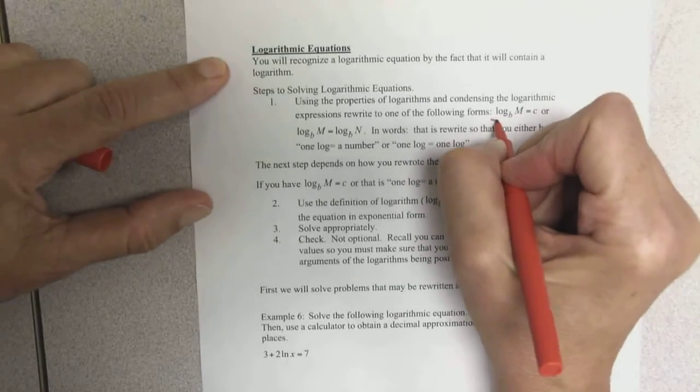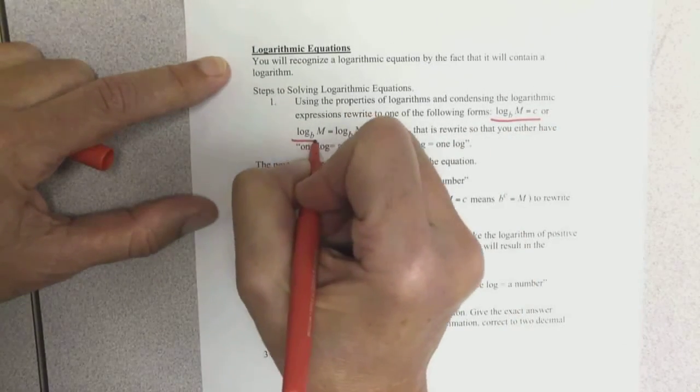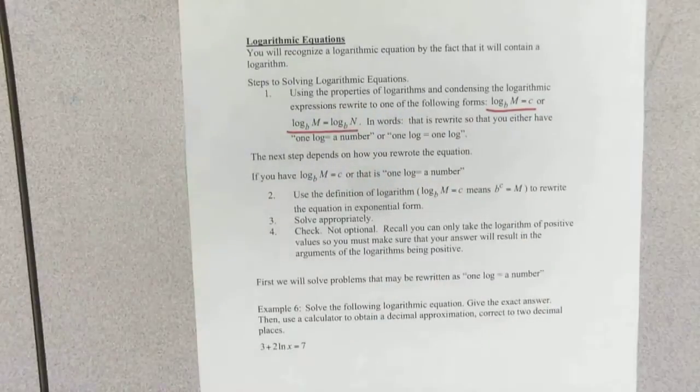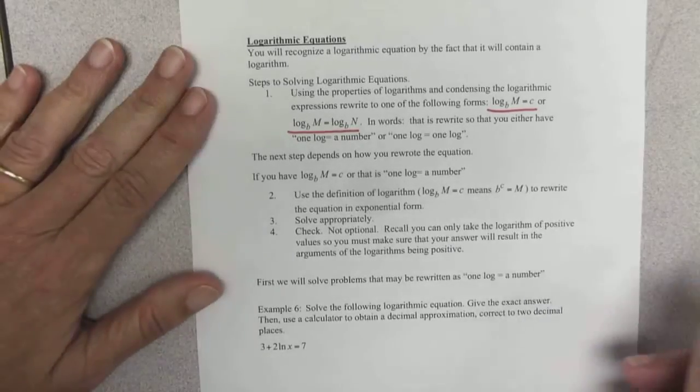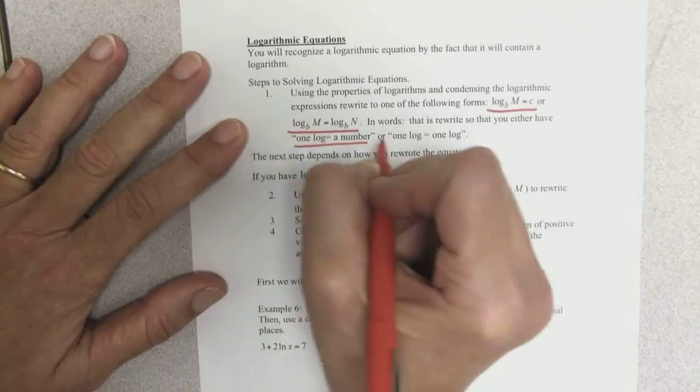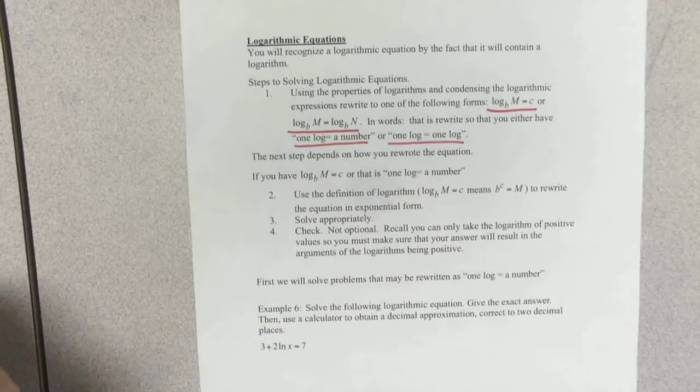Log base b of m equals c, or log base b of m equals log base b of n. In words, rewrite so that you either have 1 log equal a number or 1 log equal 1 log. There are going to be two types of equations here: equations that look like 1 log equal a number or 1 log equal 1 log. The next step depends on how you wrote the equation.